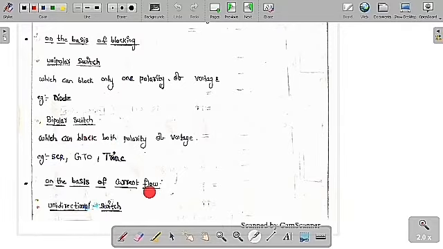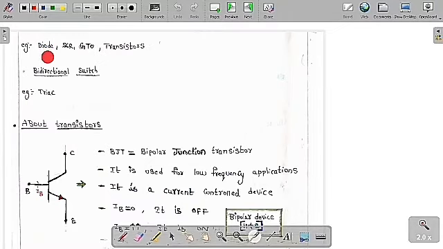So on the basis of current flow, we are going to classify the switches. Unidirectional switch means the current is going to flow in that switch in only one direction. That is called a unidirectional switch. Examples are the diode, SCR, GTO and transistors. So in these devices, the current flow is always unidirectional.